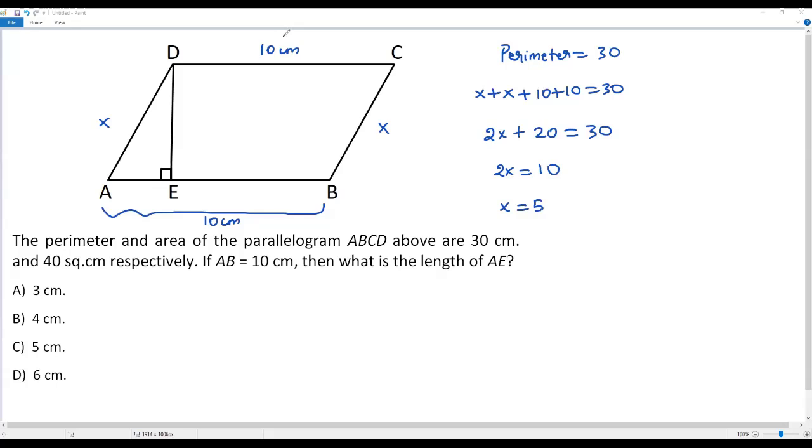Okay, now I got the lengths of the sides AD and BC. Let me replace this x by the length we got over here, that is 5. That means 5 centimeter. Here we have 5 centimeter. Here we have 5 centimeter.